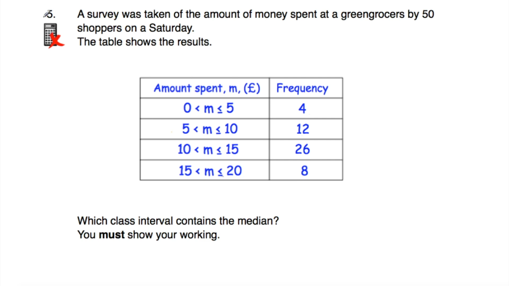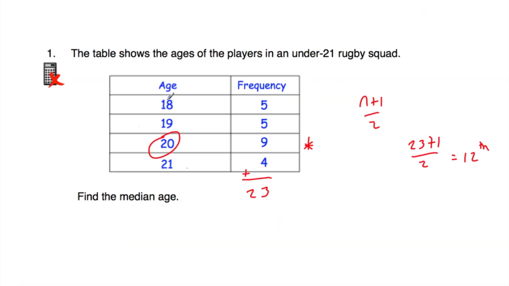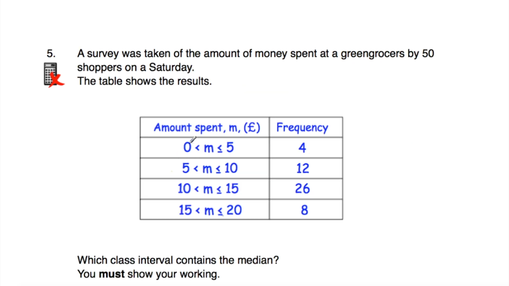Okay, so let's have a look at our next question, question number 5. Question number 5 is a bit different than the other ones we've looked at so far, because rather than being an ungrouped frequency table, such as here we've got the ages 18, 19, 20, 21 and so on, this question is a grouped frequency table.